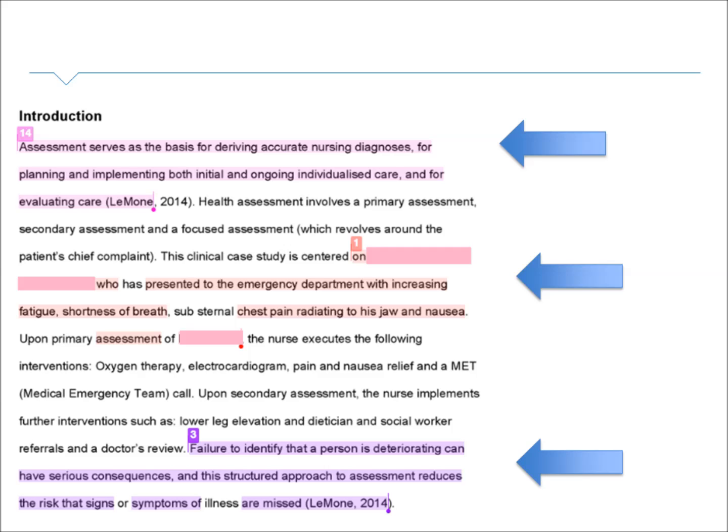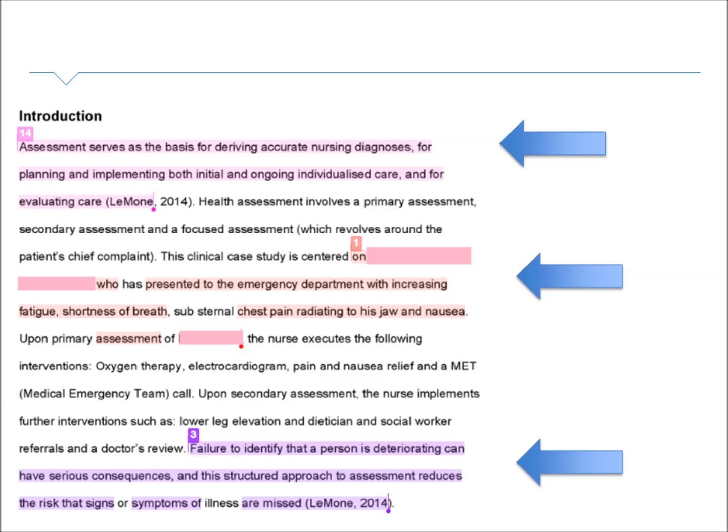"Failure to identify that a person is deteriorating can have serious consequences, and the structured approach to assessment reduces the risk that signs or symptoms of illness are missed." And this last sentence looks like it's taken pretty much word for word from a source.